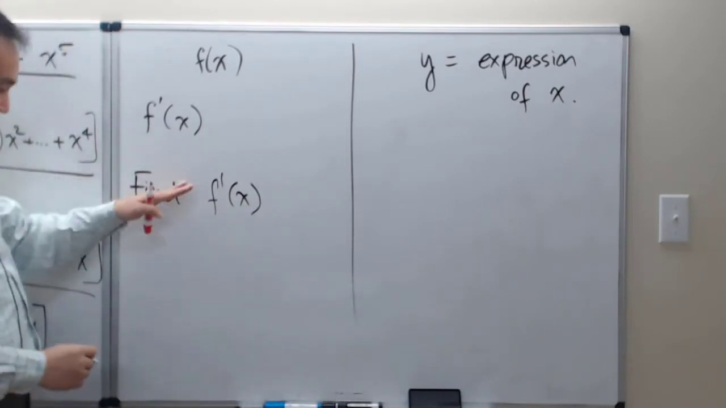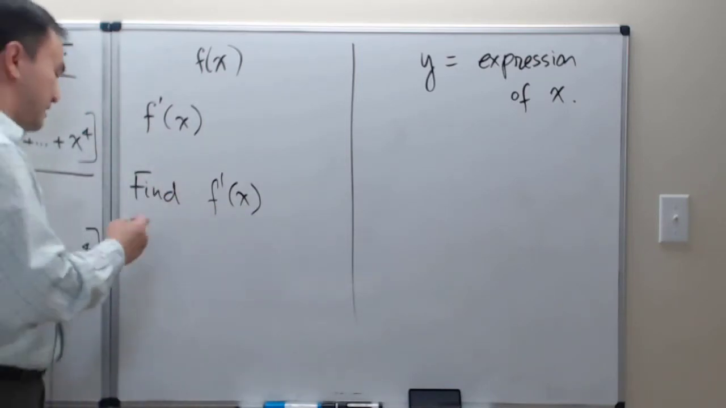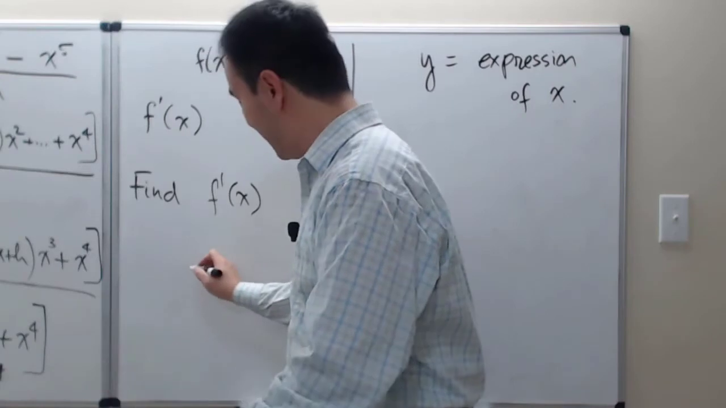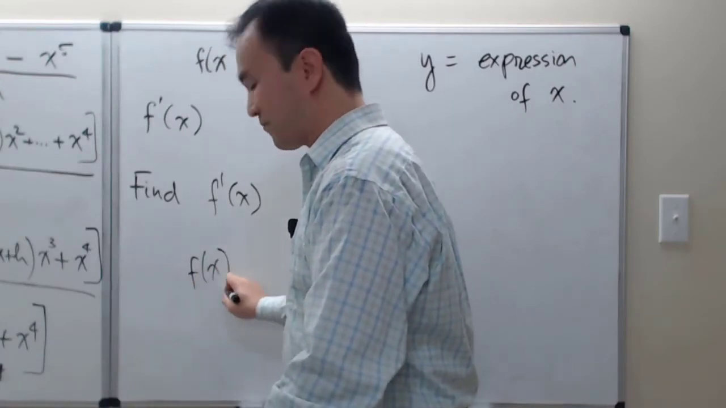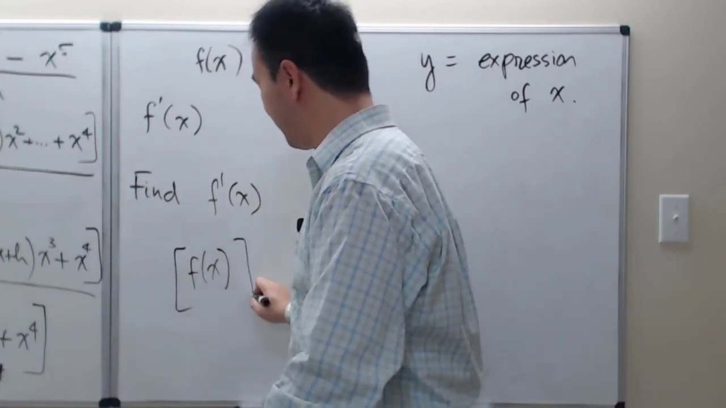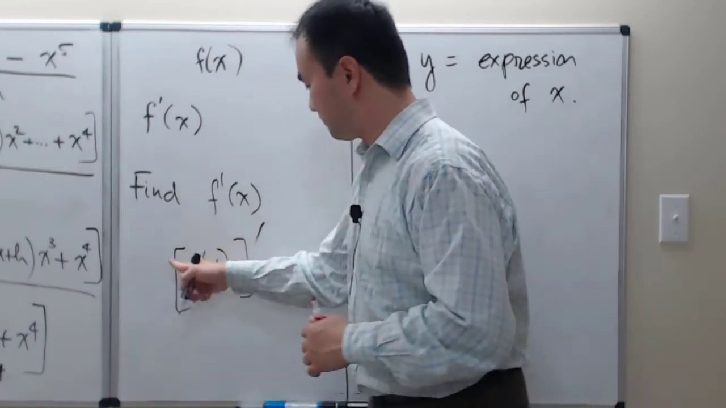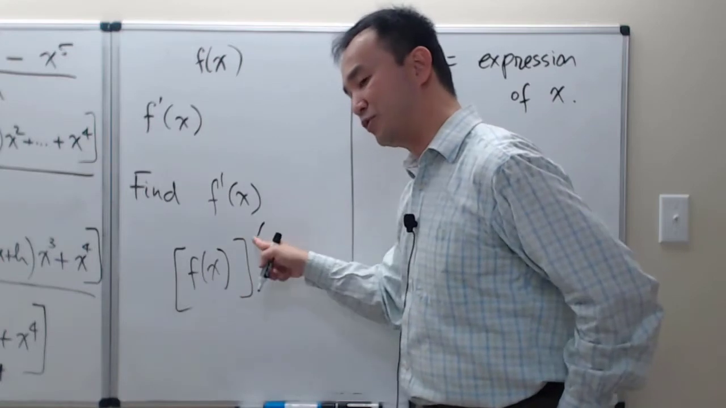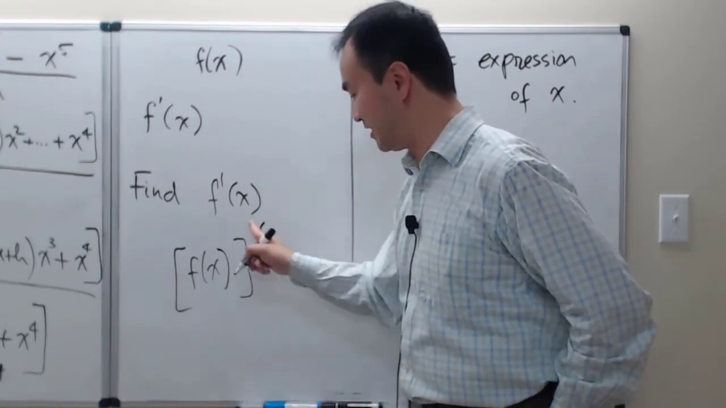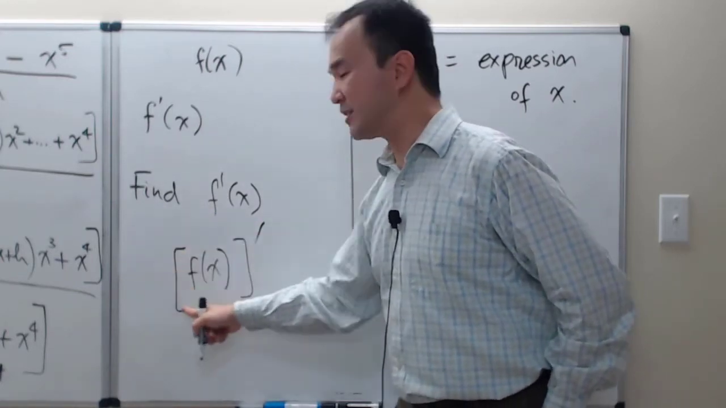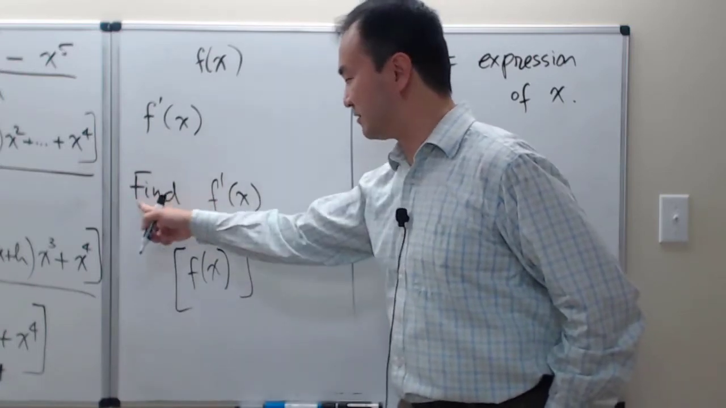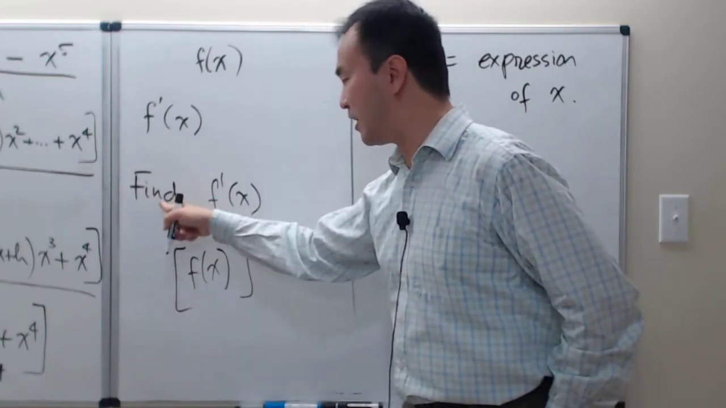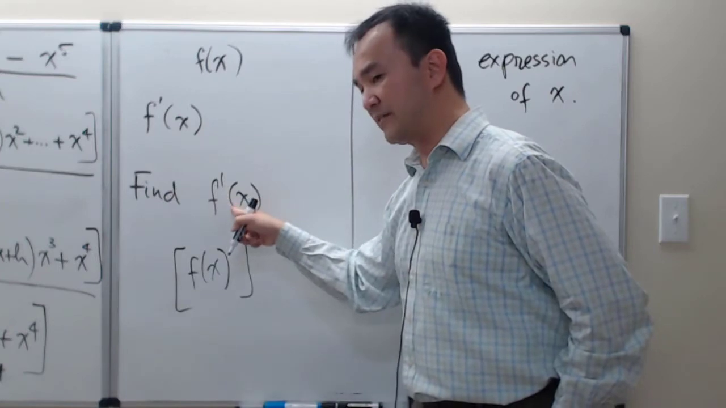Find f prime. This statement can even be conveniently written symbolically as, so here's your function, but I want to instruct whoever is looking at the problem. Outside of your function, I'm going to put a pair of parentheses and put a prime there. This is an instruction. It replaces all that worded statement right here. So this instructs anyone to find the derivative of the function.